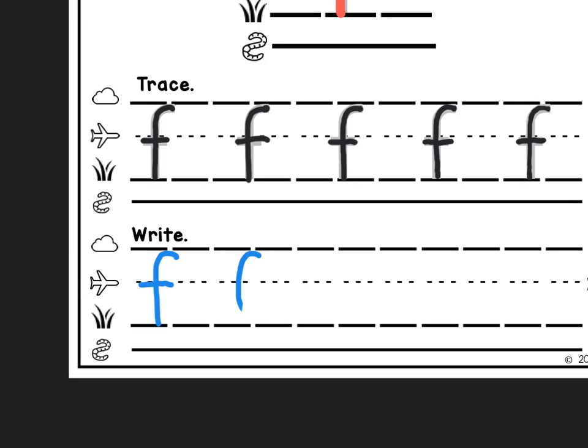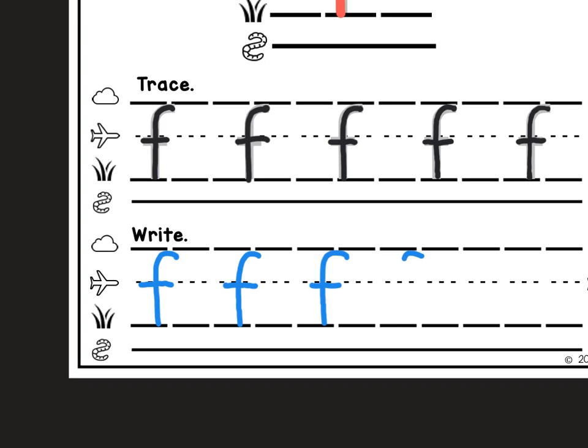Instead of curving around that much, it needs to curve and go straight down to the grass line. Okay, then go across the plane line. Start at the top of the skyline, curve around, down, straight to the grass line, go across the middle.